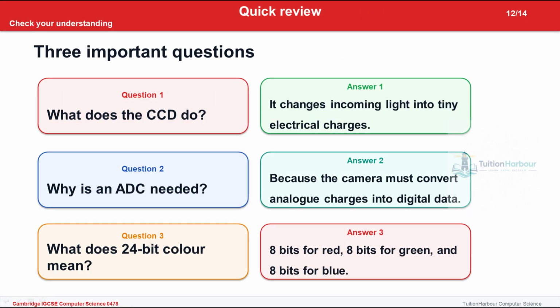Quick review. What does the CCD do? It converts light into electrical charges. Why is the ADC needed? It converts analog charges into digital values. What does 24-bit color mean? 8 bits each for red, green, and blue.